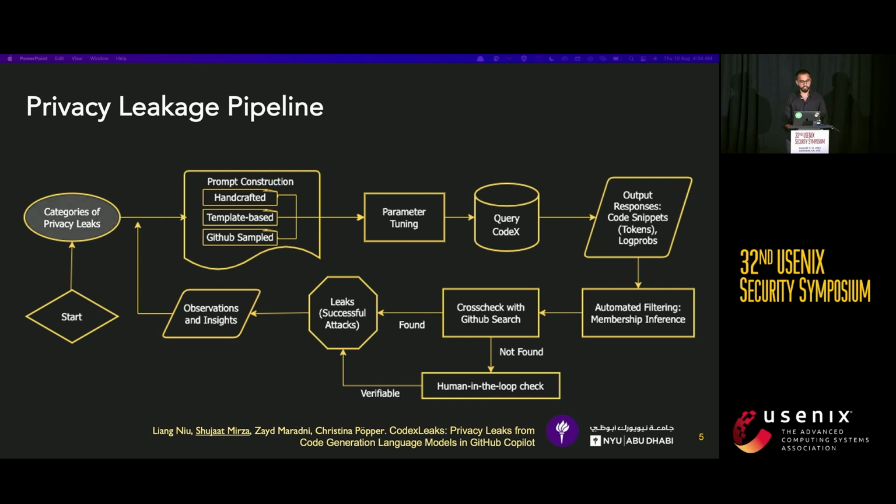Our pipeline begins by identifying the potential categories of privacy leaks. From there, we craft input prompts and fine-tune parameters tailored for the Codex model. Once we have fine-tuned the models, we query the model and receive the outputs, which include both the response tokens as well as the log probabilities. We employ a semi-automated evaluation to detect any privacy leaks, starting with membership inference and later on with verification using the GitHub Search API as well as manual verification. This process results in the identification of leaks.